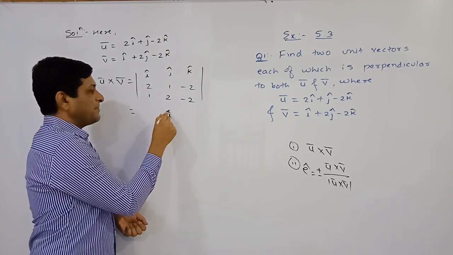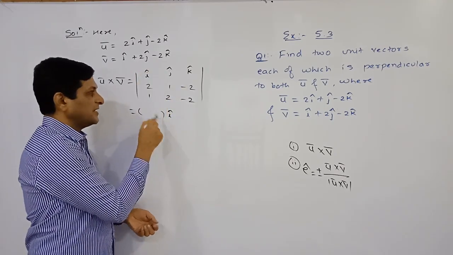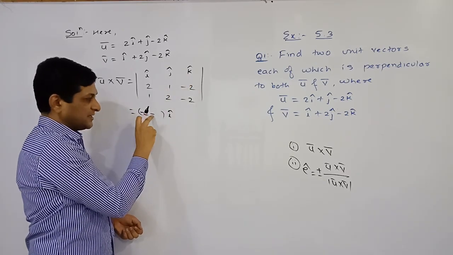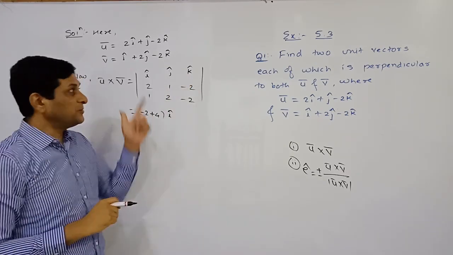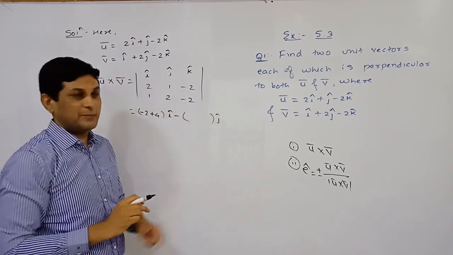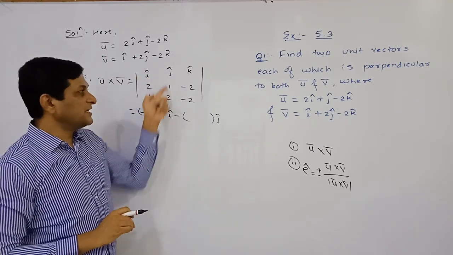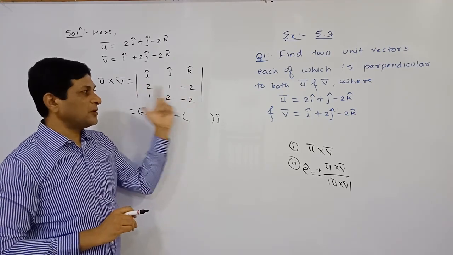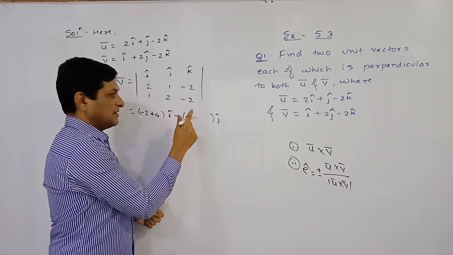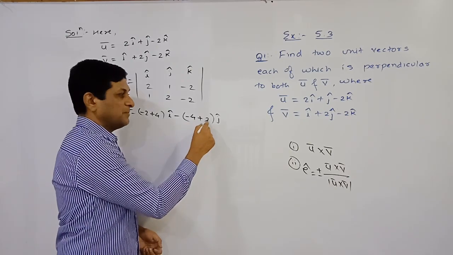Now let us simplify this determinant. First, keep this i cap as it is. Delete this column, find the determinant of these four elements. So this product is minus 2, minus this product is minus 4. Minus and this minus will become plus 4. Now here plus j cap is there, so we have to consider minus j cap because we are finding the value of this determinant along the first row. Well, now delete this column, find the determinant of these four elements. This product is minus 4, minus this product is minus 2. Minus and this minus will become plus 2.